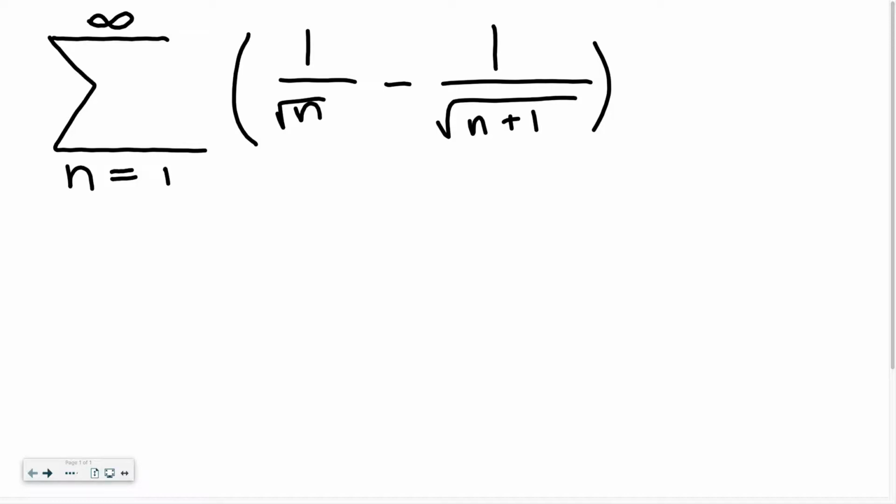Well, so the nth term test, you would take the limit of that right there. Yeah. Which is 0, so it doesn't matter. But the telescoping series, you would write out the sum. So like 1 over square root of 1 minus 1 over square root of 2 plus 1 over square root of 2 minus 1 over square root of 3, all the way to n. And then figure out what cancels and then take that limit. Okay.